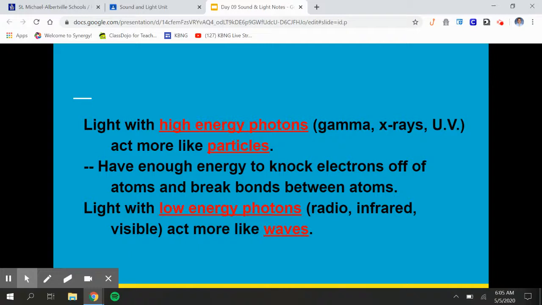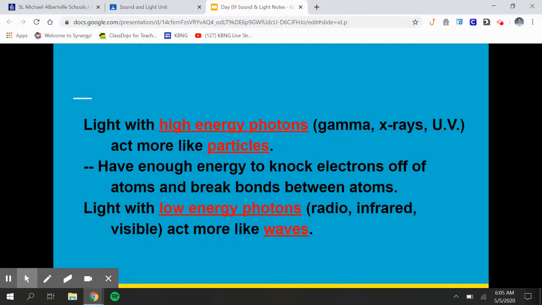Light with low energy photons is going to be harmless to us. These are things like radio waves, infrared, and visible light. So you and I see all the different colors of the rainbow in different mixtures throughout the day. Radio waves are passing through your home right now as we speak. They're big. They're really long wavelengths.